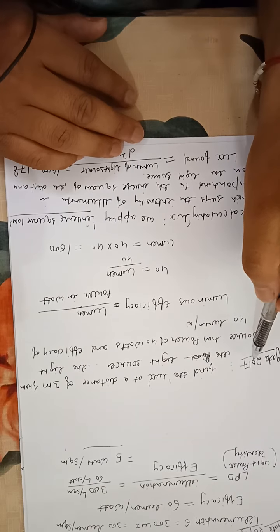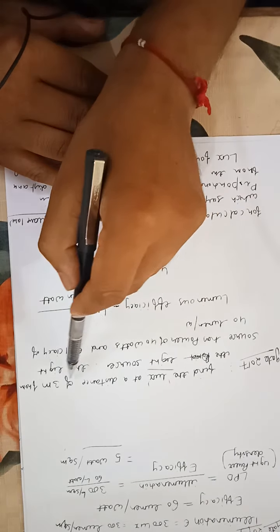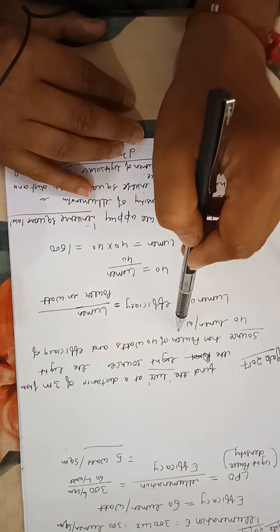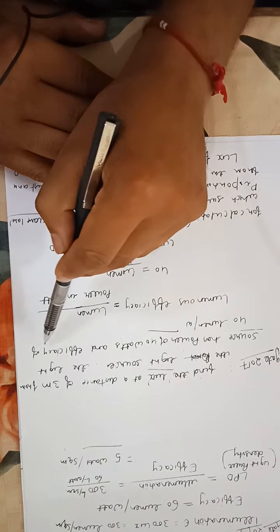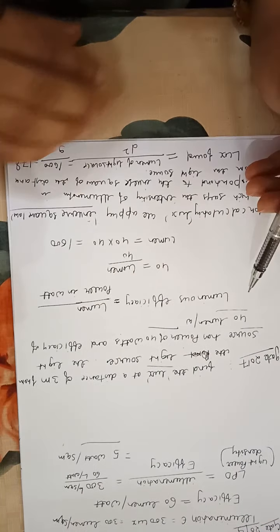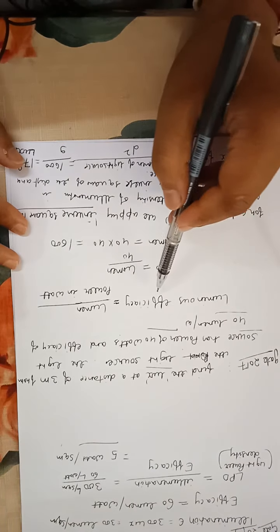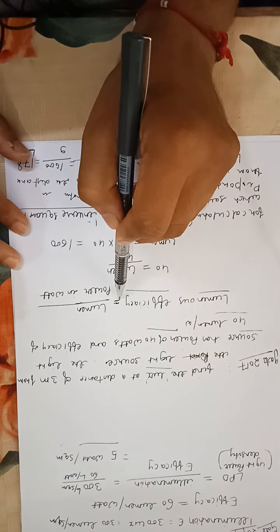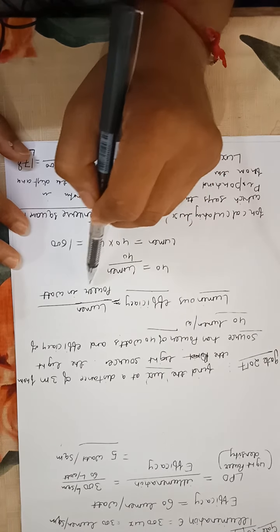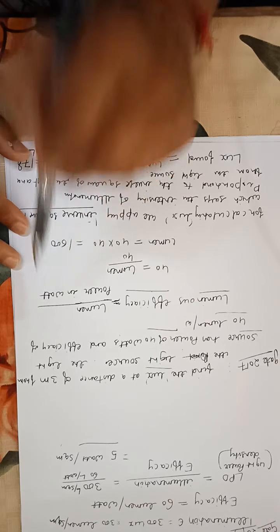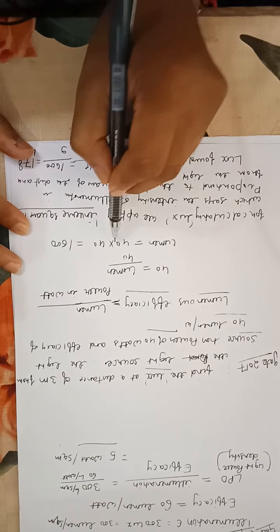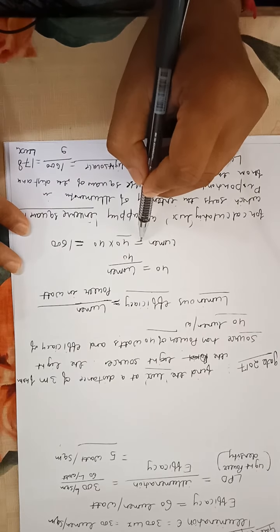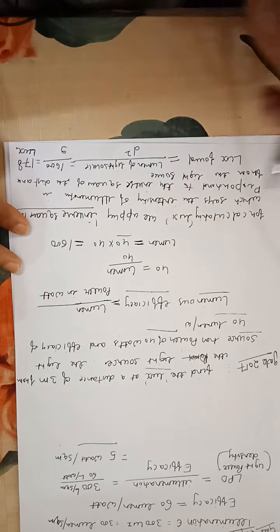Again, a question from GATE 2017. Find the lux at a distance of 3 meter from the light source. The light source has power of 40 watt and efficiency of 40 lumen per watt. So luminous efficiency is given, and this time we have to calculate the lumen. Luminous efficiency is equal to lumen divided by power in watt. So lumen is equal to 40 into 40 is equal to 1600. Your lumen has come here.